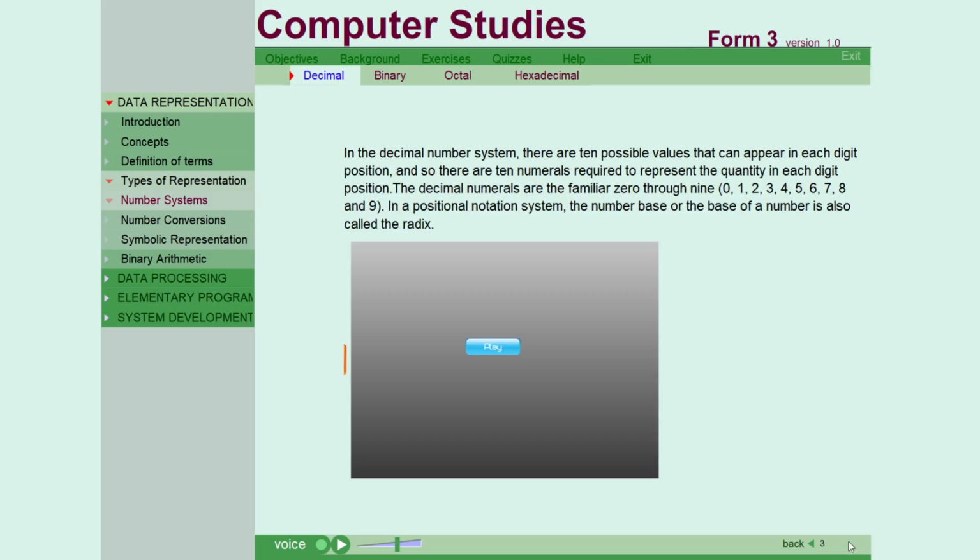In the decimal number system, there are 10 possible values that can appear in each digit position, and so there are 10 numerals required to represent the quantity in each digit position. The decimal numerals are the familiar 0 through 9, that is 0, 1, 2, 3, 4, 5, 6, 7, 8, 9. In a positional notation system, the number base, or the base of a number, is also called the radix.